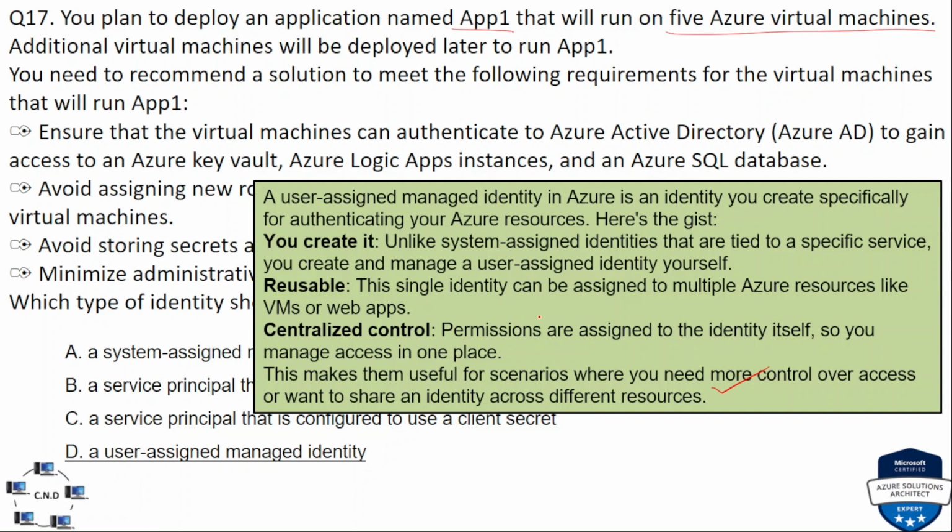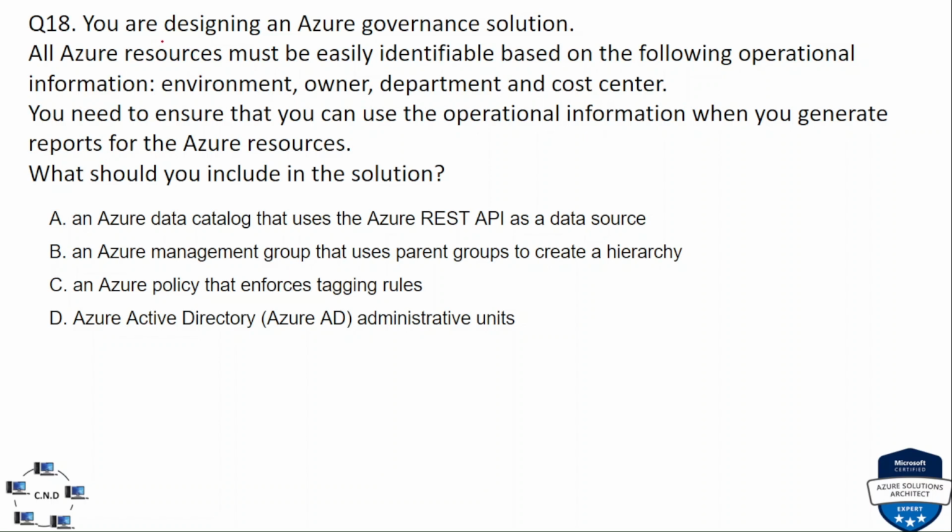So let's move forward to question number 18. You are designing an Azure governance solution. All Azure resources must be easily identifiable based on the following operational information: environment, owner, department, and cost center. You need to ensure that you can use the operational information when you generate reports for the Azure resources. What should you include in the solution?